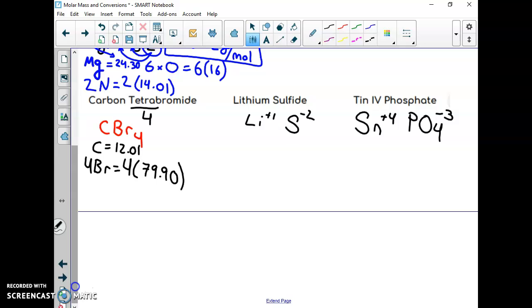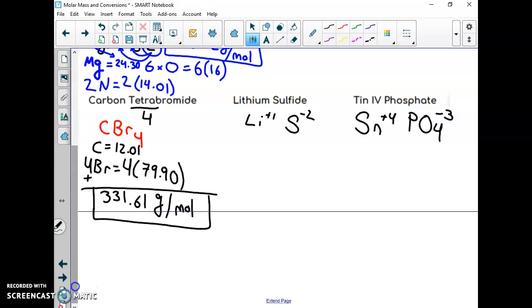Scroll up in just a sec. But the math checks out pretty easily. 4 times 79.9, and then add 12.01. We're just taking these 2 quantities, adding them up, and we end up with 331.61 grams per mole. This is for carbon tetrabromide. So a larger number, yes, this compound is a little bit heavier, each unit is, because the bromines are pretty heavy. But still, 331.61 grams is not a crazy amount. We could weigh that on the scale.